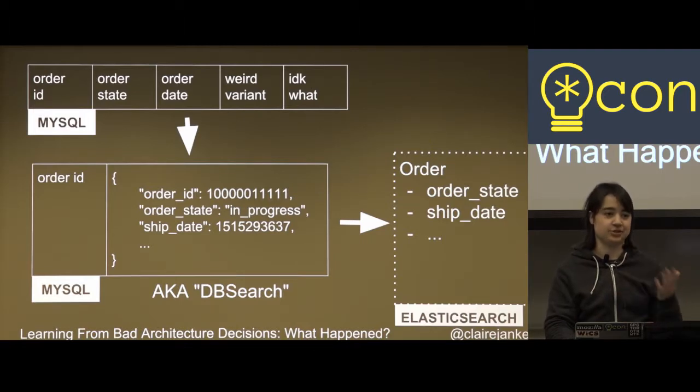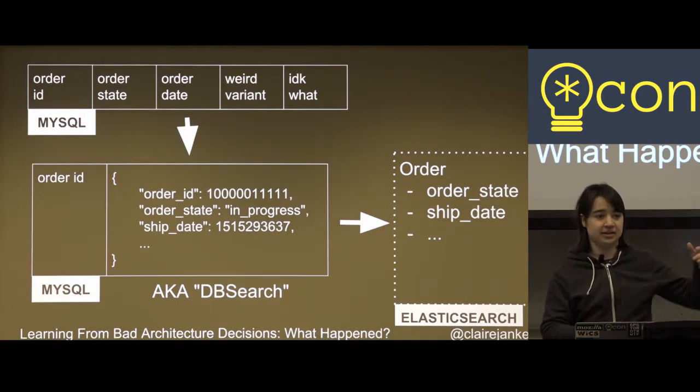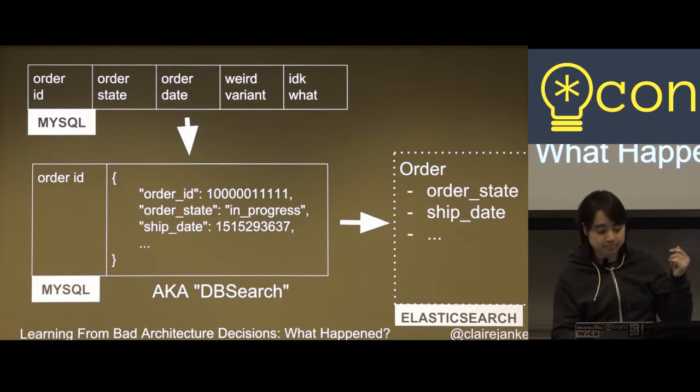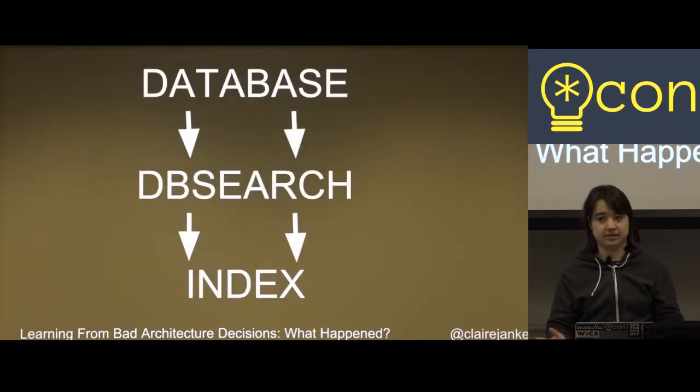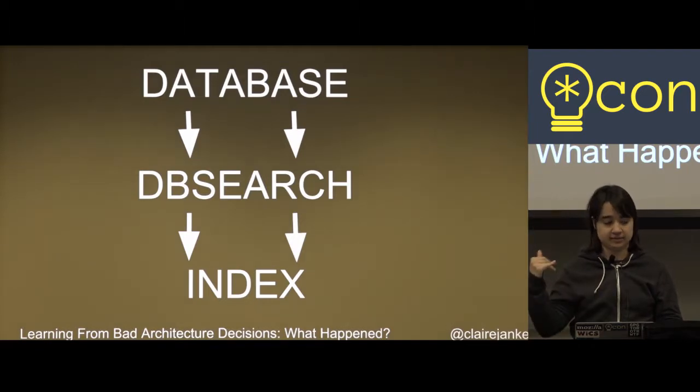So I'm going to be saying DB search a lot, and when I say DB search, I mean this funky middle staging table. So this is the basic flow of data: we go from database into DB search into the index.